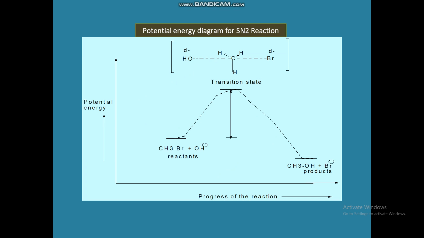Next, the potential energy diagram for SN2 reaction. The transition state changes to the products, methyl alcohol and bromide ion. The reaction proceeds with complete inversion of configuration. We can represent the changes from reactants to products in this energy profile diagram, where the potential energy is plotted against the progress of the reaction. Potential energy is the y-axis, and the progress of the reaction is the x-axis.